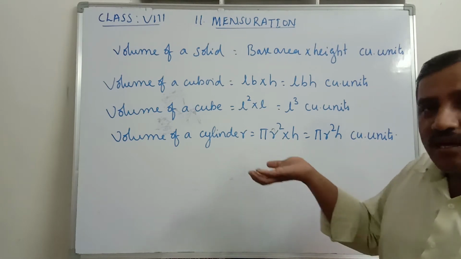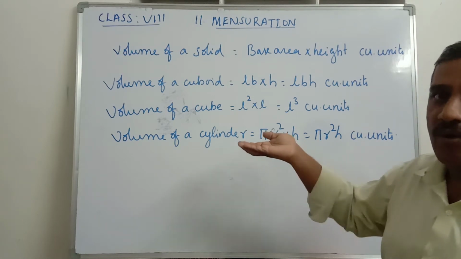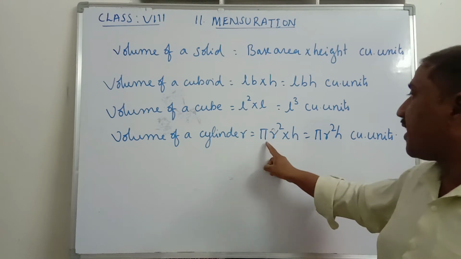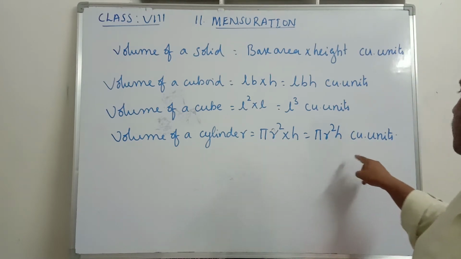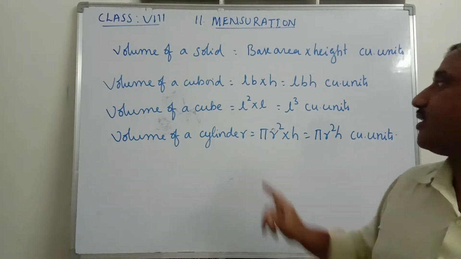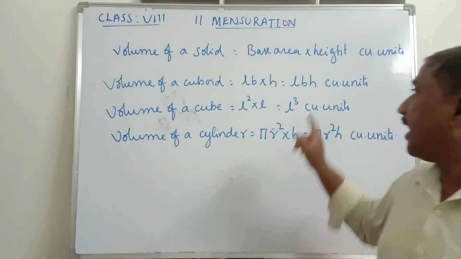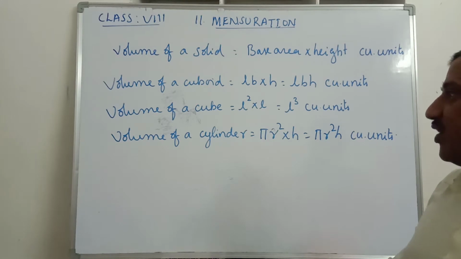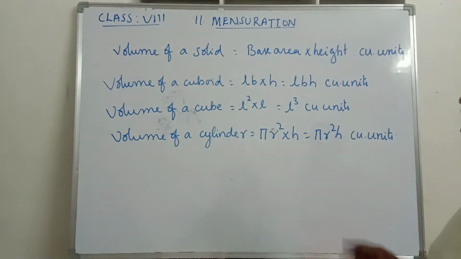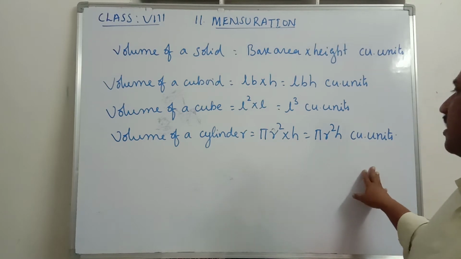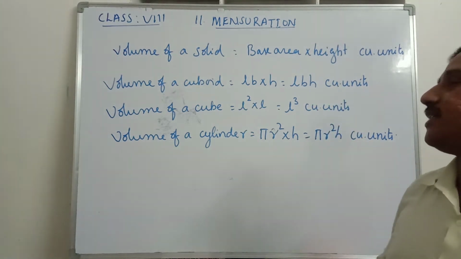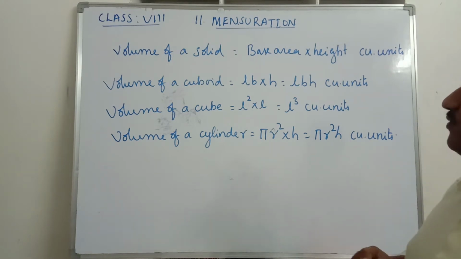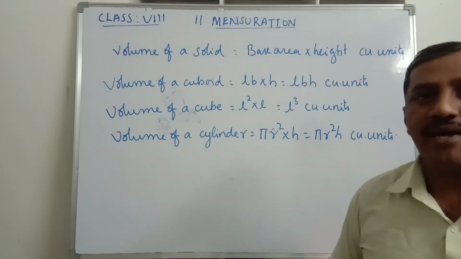What is the base of the cylinder? It is the circular shape. Area of the circle is pi r square and its height is h. By multiplying this we get pi r square h cubic units. Volume of a cuboid is L into B into h cubic units. Volume of a cube is L cube units, and volume of a cylinder is pi r square h cubic units. Now with these formulas we will solve the problems from exercise 11.4.